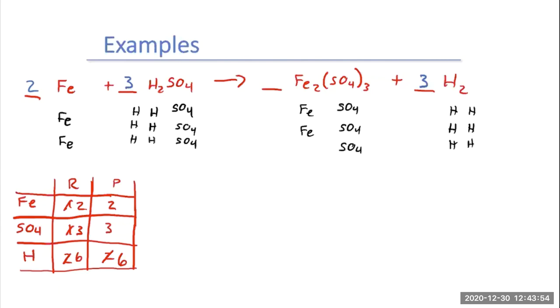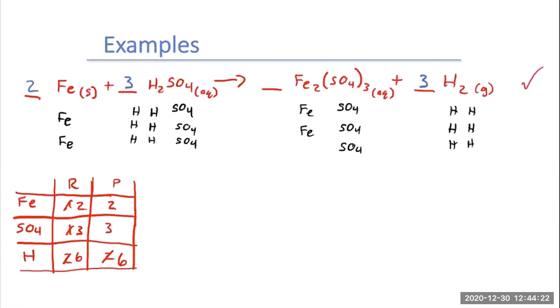And then now if we were to also include our states of matter, iron by itself, since it's an elemental form, is a solid. Sulfuric acid is aqueous. Iron sulfate would be aqueous, and hydrogen would be a gas. So now I've included all my states of matter. I have a balanced equation. This is a good equation to have.